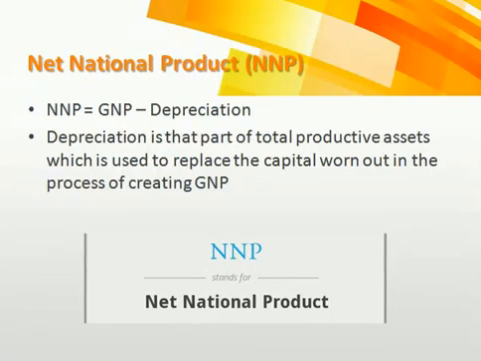The last one is NNP, which is net national product. Net national product is simply the gross national product minus the depreciation. So whatever gross national product we have calculated, we are subtracting depreciation from it. Depreciation is very similar to what you have studied. It is that part of total productive assets which is used to replace the capital worn out in the process of creating GDP. Don't worry about this statement if you don't understand. Depreciation is basically what the machinery or whatever we are using while manufacturing all the products or services in the country.